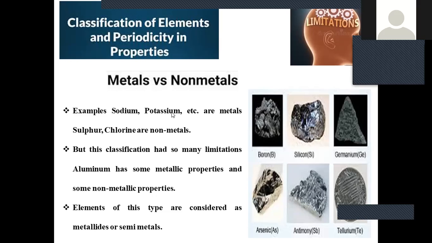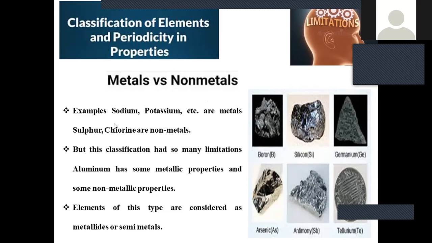Sodium and potassium are first group elements in the periodic table. These are called metals. Non-metal examples are sulfur and chlorine. Sulfur, chlorine are non-metals in nature. So this is the classification. But if you classify into metals and non-metals, it is not completely classified. Complete information is not given. That's why you are facing some limitations with this kind of classification in the periodicity of the elements.